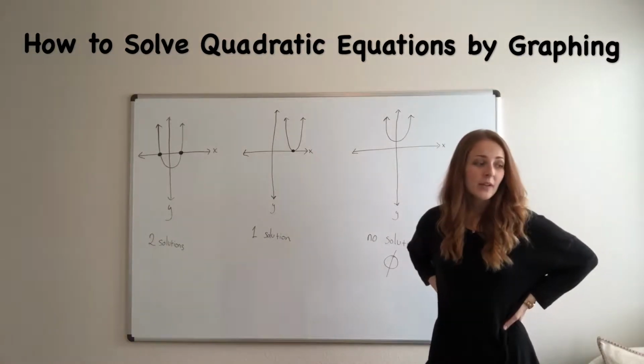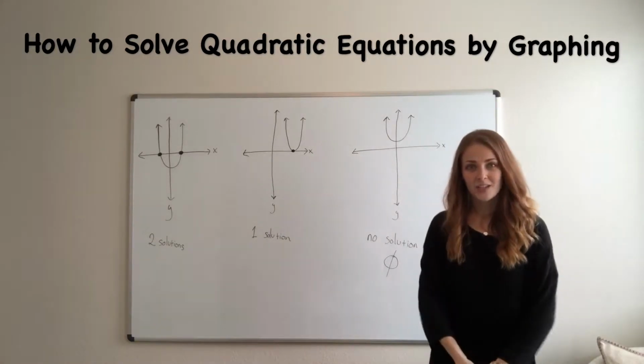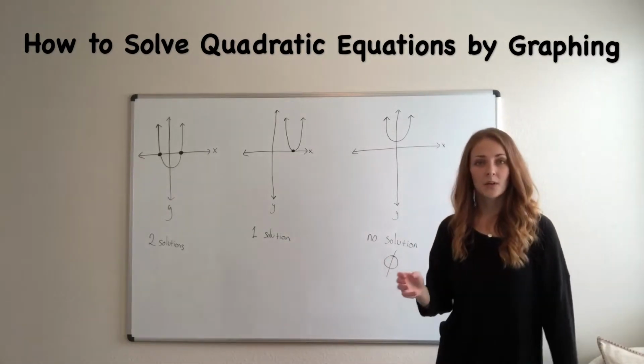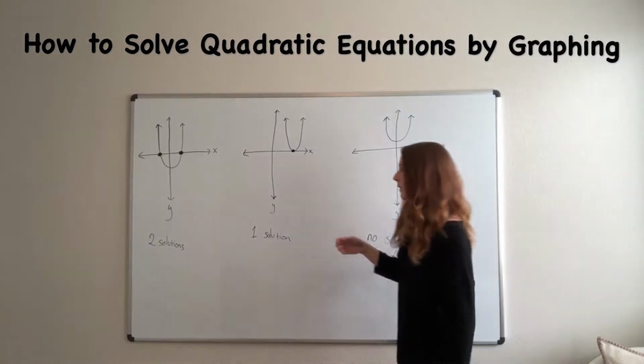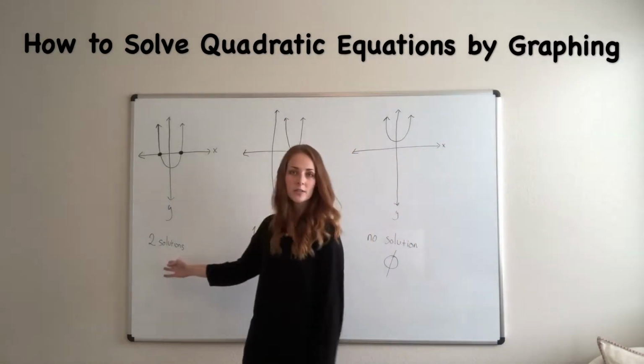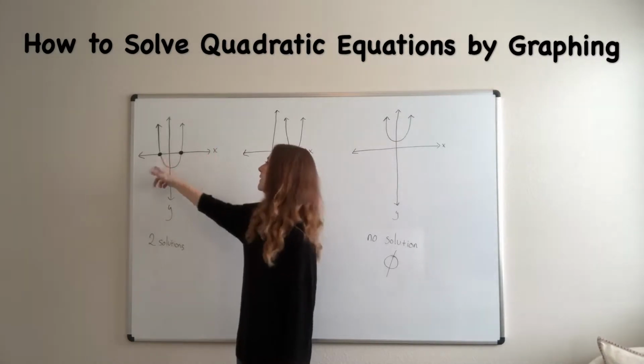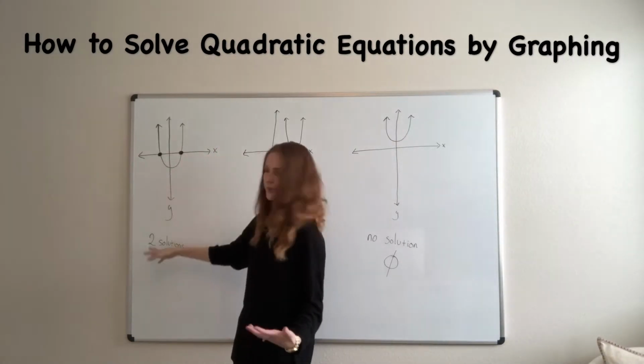Guys, today we're going to be going over how to solve quadratic equations by graphing. First of all, when working these types of problems, you can come across three types of problems. You can come across one that's going to give you two solutions. This is where when you graph it, it's going to cross your x-axis at two places, therefore two solutions.